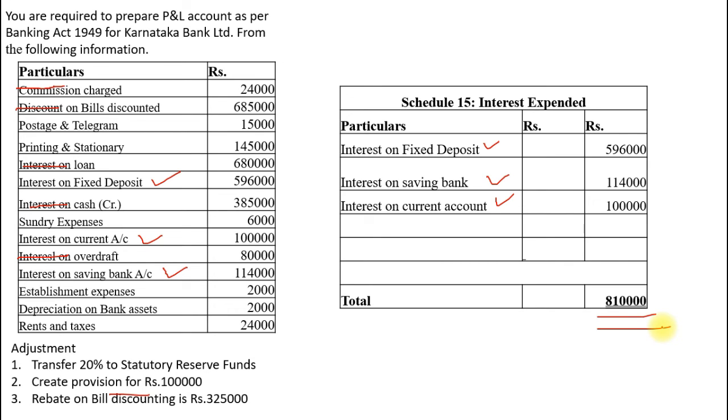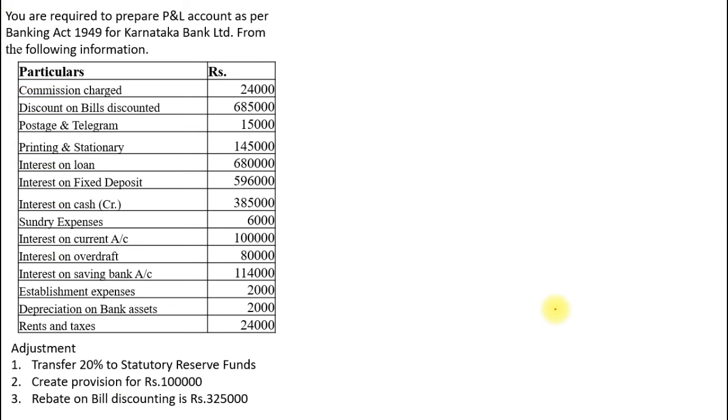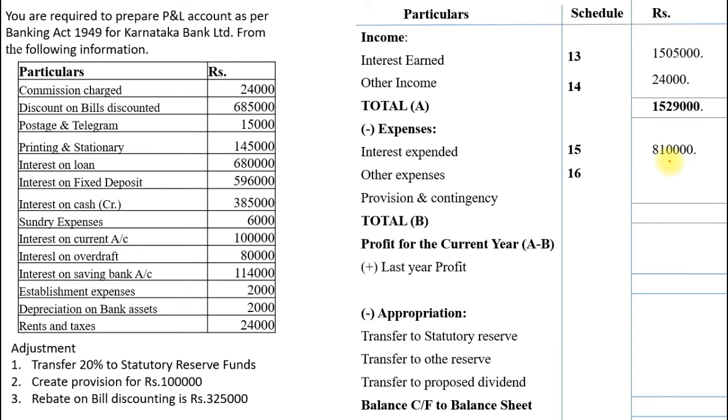Okay, very simple. All the expenses that we have used, that is 8 lakh 10,000. So again, we will post this in our format. Schedule number 15, 8 lakh 10,000. Again, very simple. Now let us note down all other expenses which are pending.